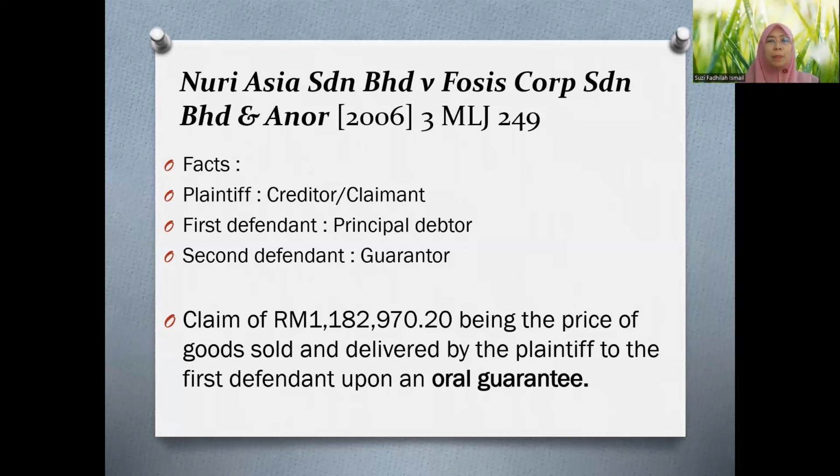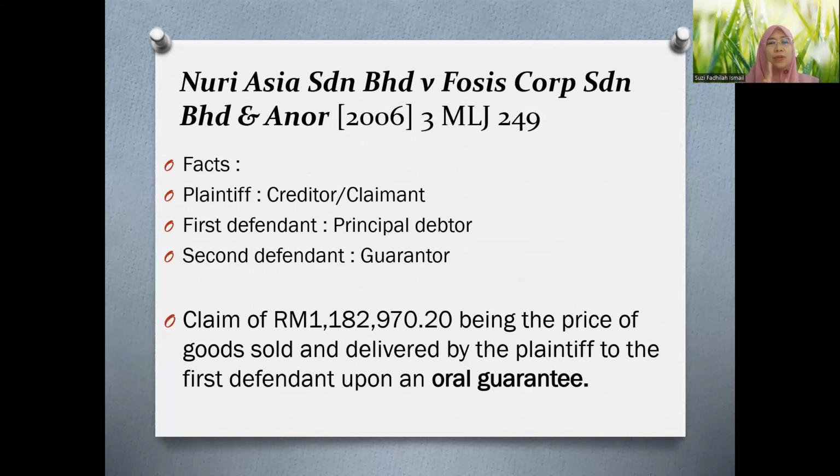Let's get to know who the parties were here. The plaintiff here was the claimant, the one who claimed. And he was also the creditor. The creditor is the one who gives the money or gives the things or payment on credit, meaning a payment has to be made to him.